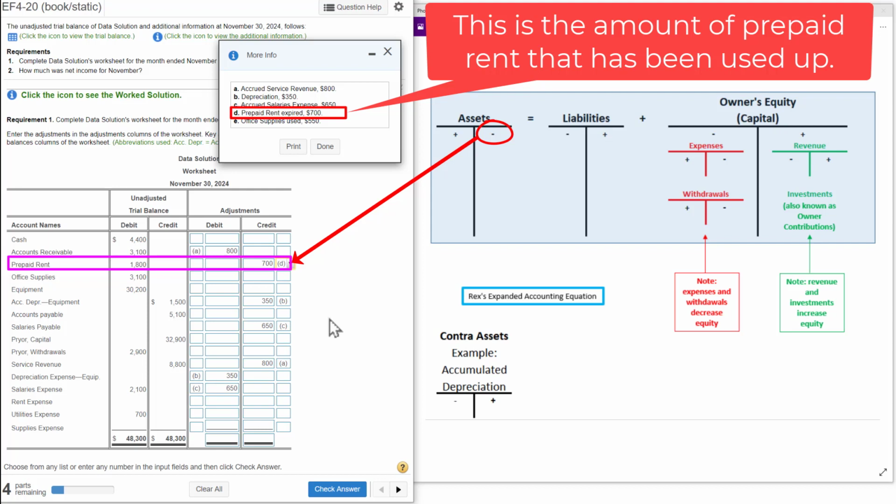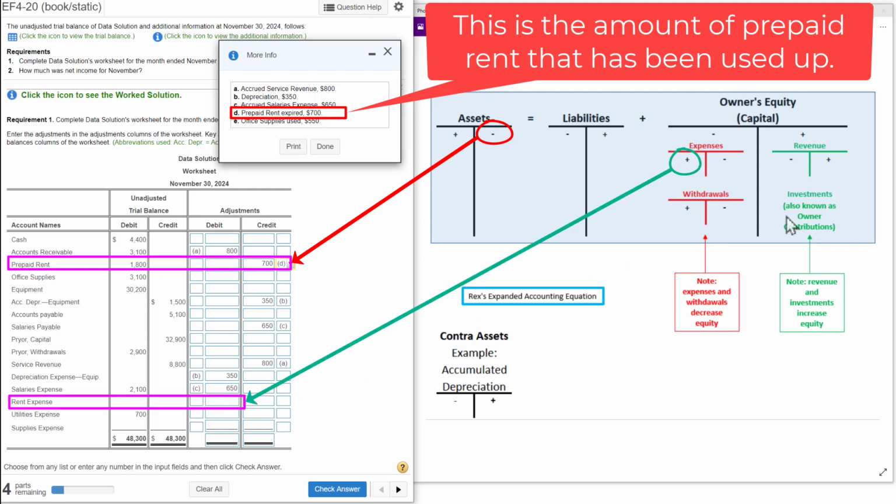Then we need to increase the expense for rent. How do we increase an expense? With a debit. So I'm going to debit rent expense for $700. Adjustment D.